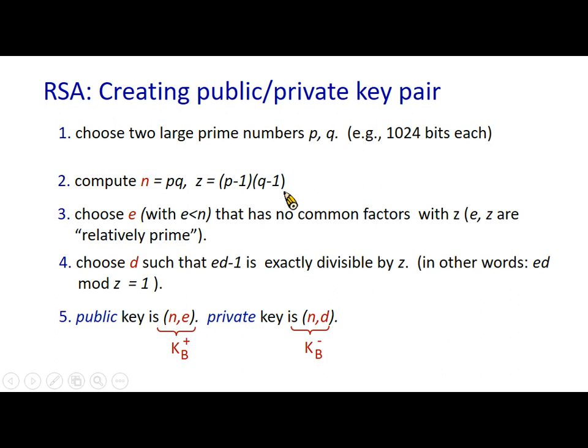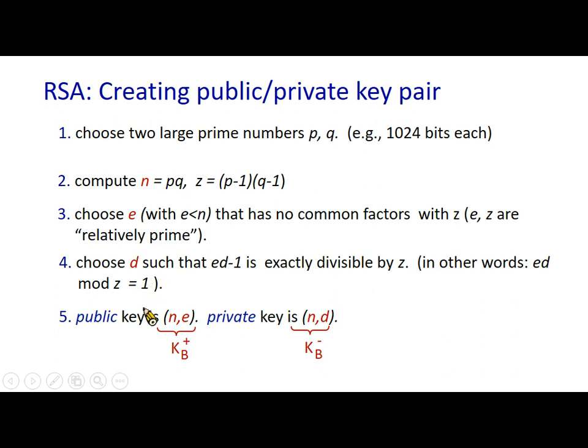So we choose e, with e less than n, that has no common factor with z. e and z are relatively prime. Then we choose d such that ed minus 1 is exactly divisible by z. In other words, ed mod z equals 1.